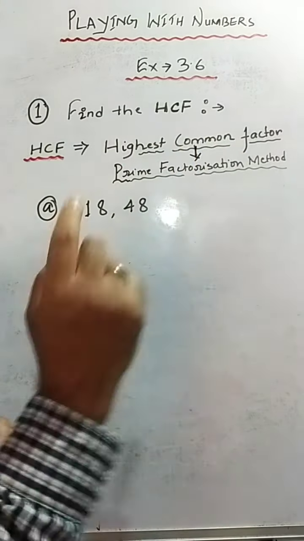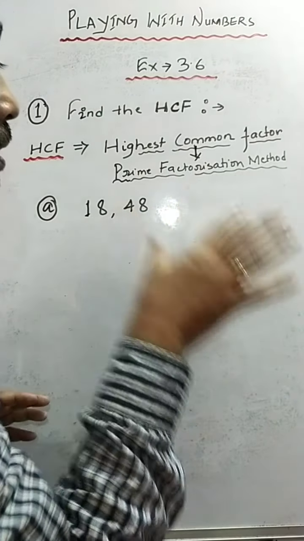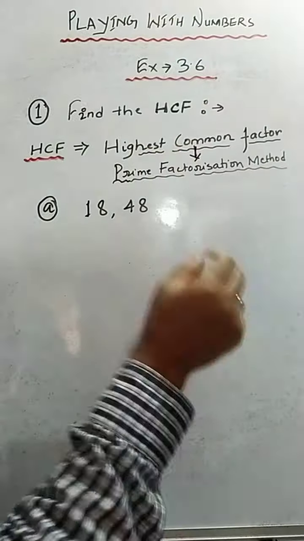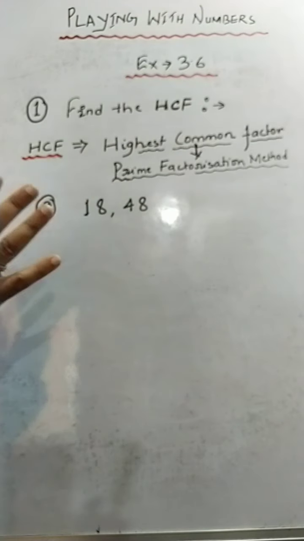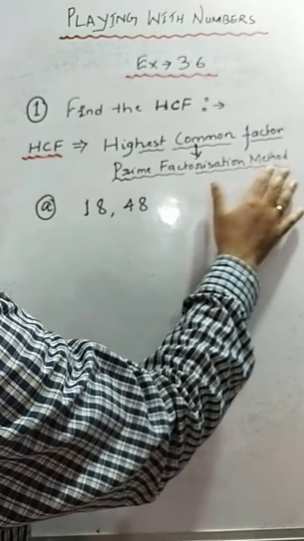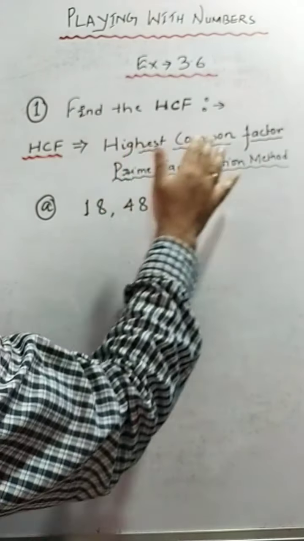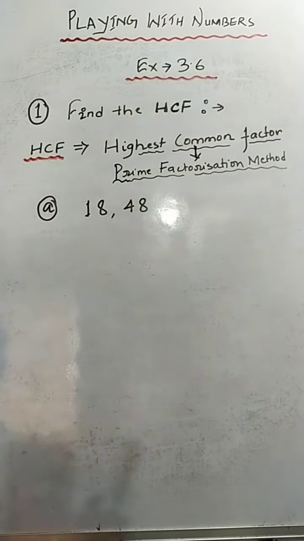I know most of you know this. Okay, and what is the method that we will apply? That is the prime factorization method. Now let's do sum number A. With the help of the prime factorization method, how will you find out the highest common factor? This is what we are going to learn today.